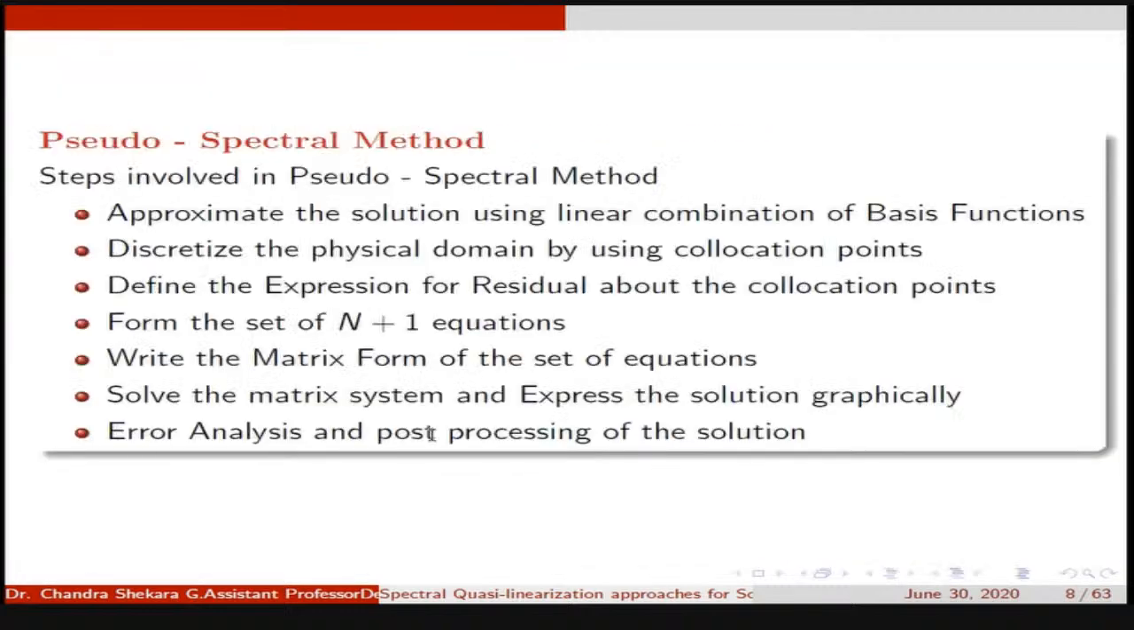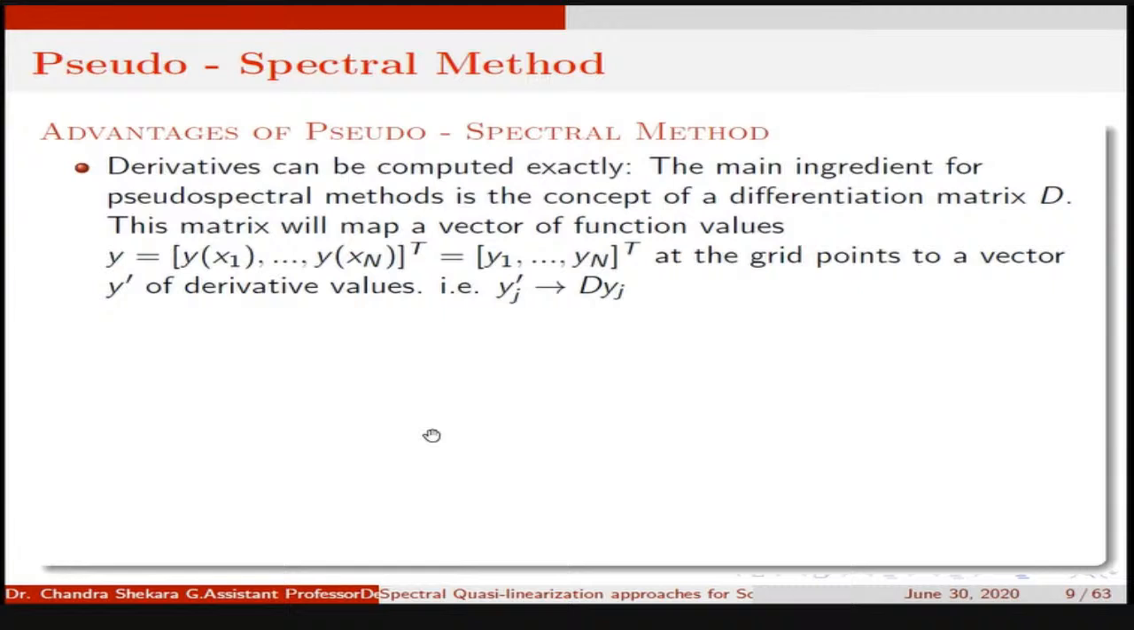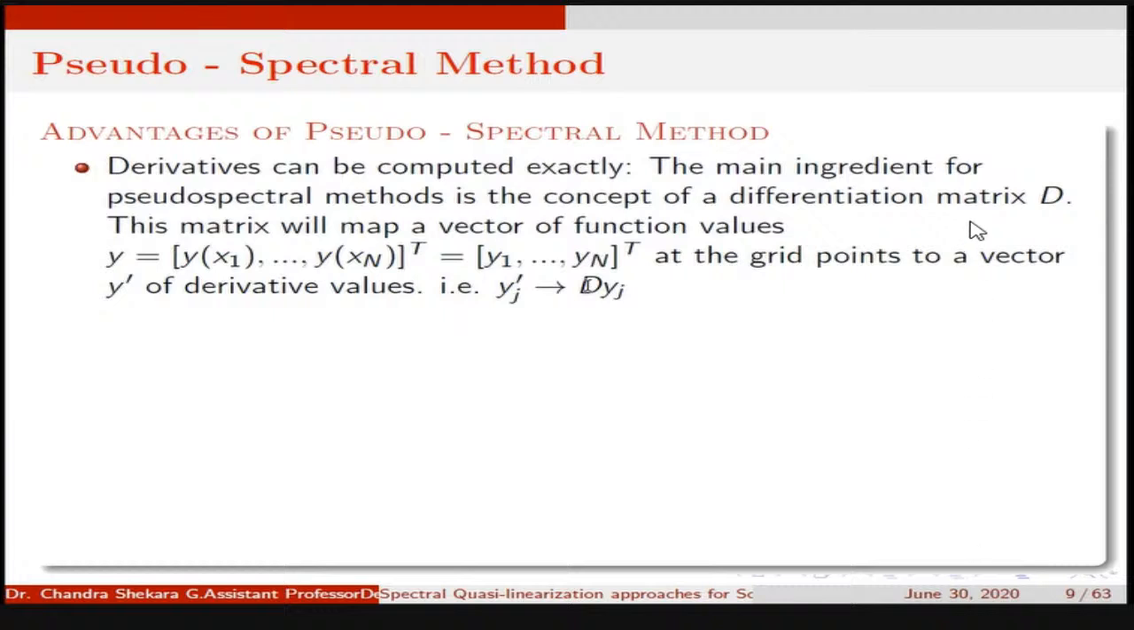Then why we require pseudo spectral methods is because of the following advantages. In pseudo spectral methods, we can compute the derivatives exactly. So this is the main ingredient of this pseudo spectral method. How to compute this derivative exactly, I'm going to explain in detail in the coming slides. But this derivative is called the Chebyshev differentiation matrix. So this maps the functional values to the derivative values at the grid points. So that is y j is mapped to D times y j. So this D plays a very important role in this spectral collocation method.